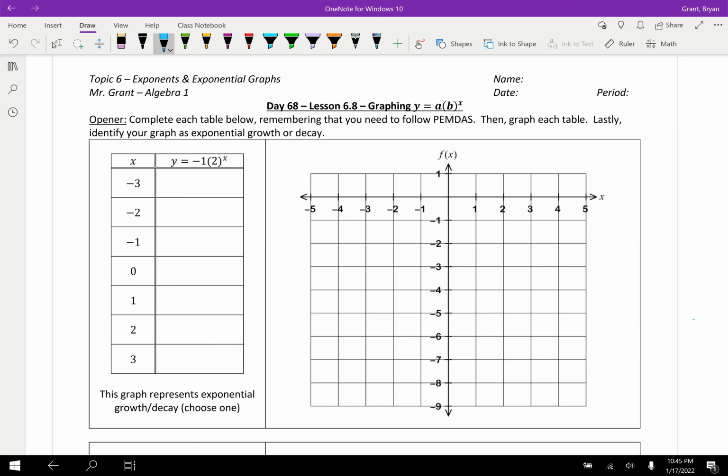Hello, Algebra 1 students, and welcome to Topic 6, Exponents and Exponential Graphs. This is your 8th lesson, and this is actually your last lesson on graphing exponential equations. So we're just going to take what we've done the last couple classes and expand on that.